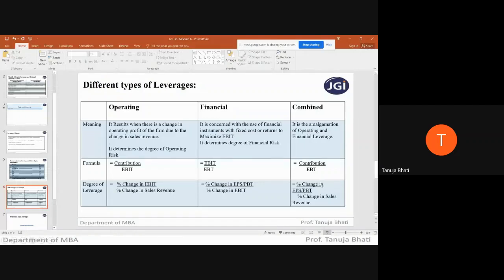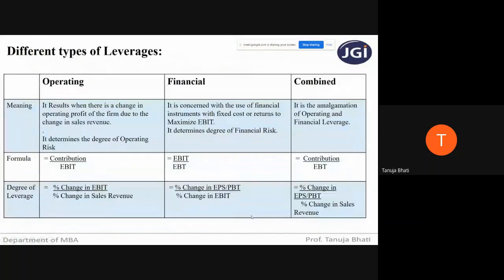How do you calculate the degree of combined leverage? Percentage change in EPS divided by percentage change in sales. Again, I repeat, there are three types of leverages: operating, financial, and combined. Operating leverage is contribution divided by EBIT, financial leverage is EBIT divided by EBT, and combined leverage is contribution divided by EBT. Either you can use this formula, or multiply the operating leverage and financial leverage with each other to get the combined leverage.